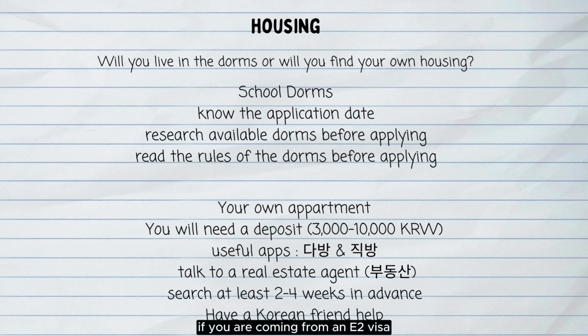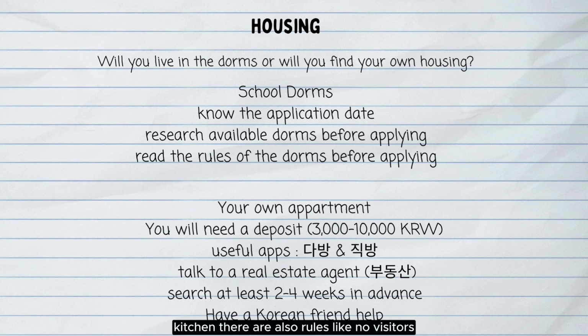If you are coming from an E2 visa, you will be used to having your own apartment, and the dorms might not be something that you want. Some of the rules you might have to follow in the dorms are things like no pets, no electric items, including electric blankets, heaters, coffee makers, air fryers, etc. And you can't cook in your rooms, and you will have to reserve a time to use the dorm's kitchen.